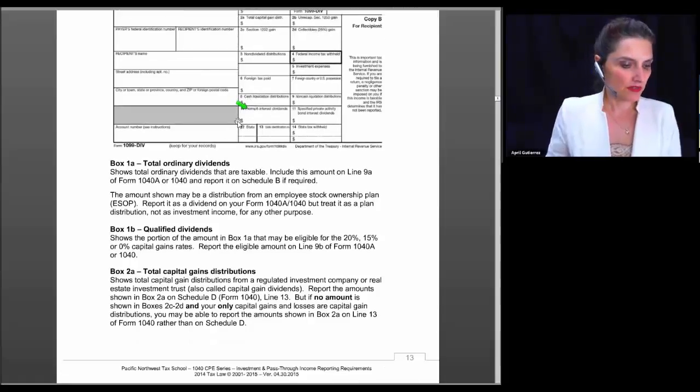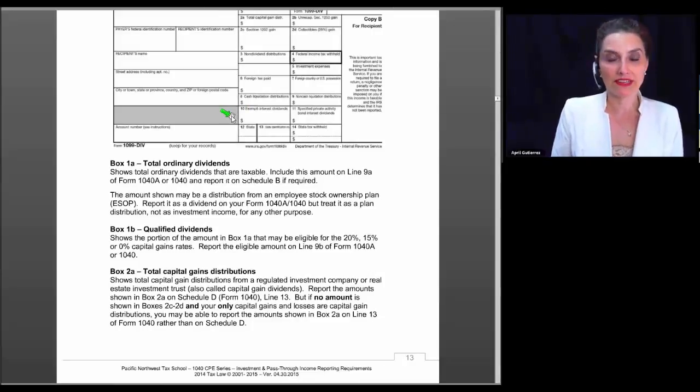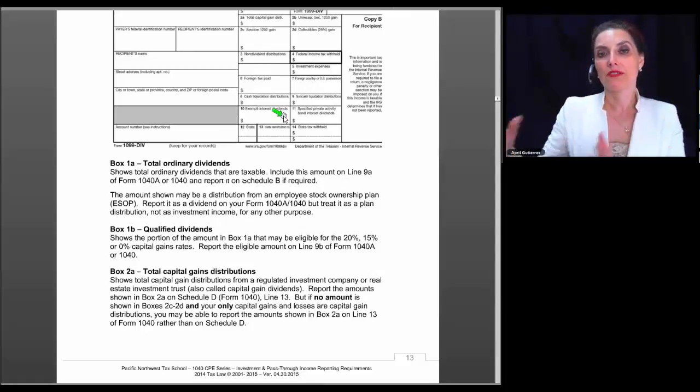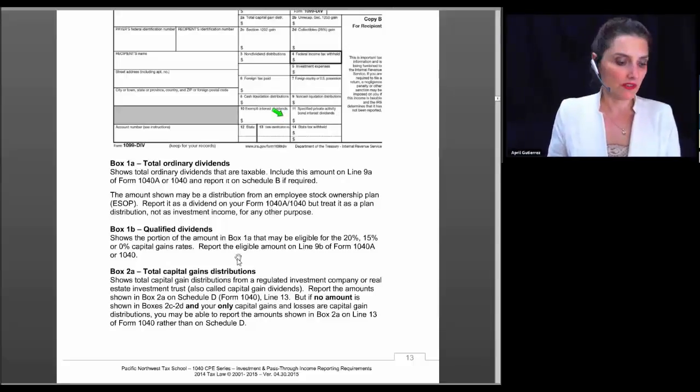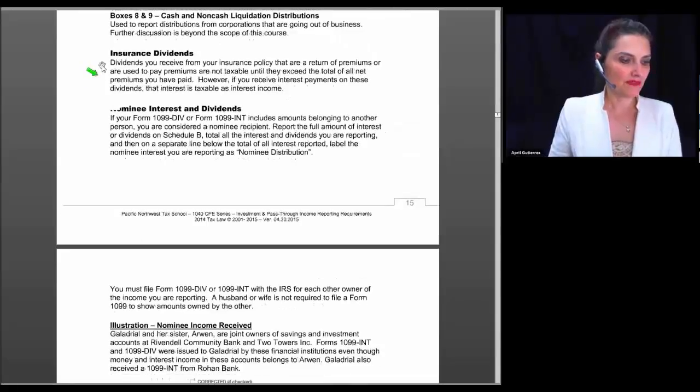And then we have something called exempt interest dividends. Exempt interest dividends are essentially interest. They don't get reported as dividend income at all. They get reported as interest income. So this one is kind of confusing. And then we have specified private activity bond interest dividends. Again, these are exempt interest amounts that would carry to Form 6251 and be used in calculations of the alternative minimum tax.